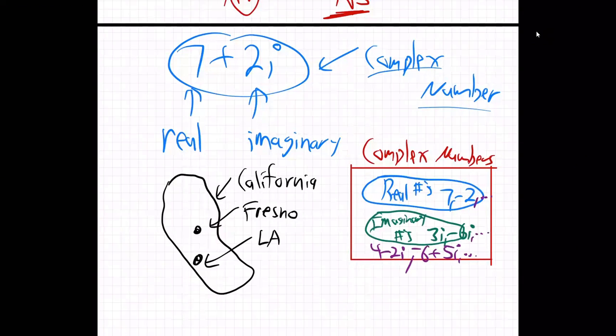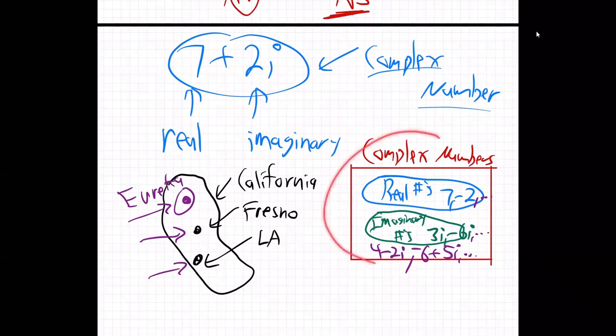Am I making any sense? That's just like me saying we got the whole state of California, and then we got Fresno and LA that are part of it. There's other parts of California that are not Fresno and LA, right? You can be in California and not be in Fresno or LA. You with me? You say, I'm up north up here. I'm up in Eureka. We have family that lives up in Eureka. So you can be in other parts of California. All of California is not Fresno and LA, right? So that's what I'm saying. All the complex numbers are not purely real or purely imaginary. Some of them are a combination thereof. Are you tracking with me?